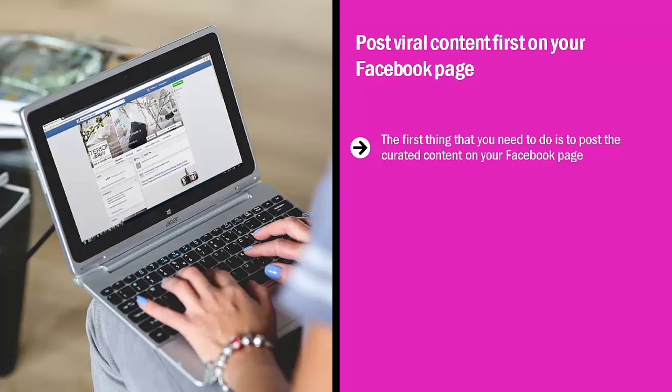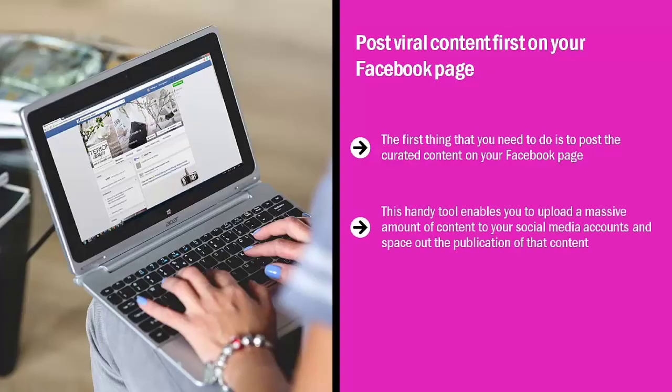You then take the link of that created post and republish to other parts of Facebook as well as Twitter and other social media platforms using tools like Hootsuite. This handy tool enables you to upload a massive amount of content to your social media accounts and space out the publication of that content. You can also play around with the hashtags, comments, and titles.